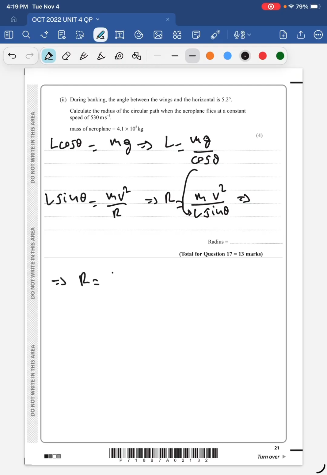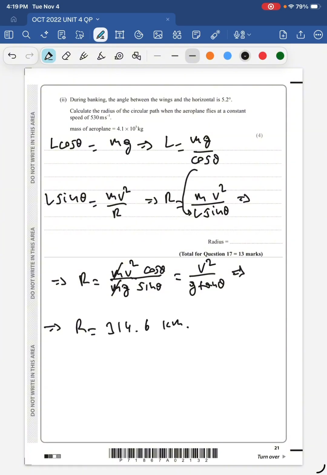that r is mv squared over m times g, and then we have sine theta over cosine theta, m cancels, so we get v squared over g, and then tangent of theta, because sine of theta over cosine of theta is tangent of theta. Okay, so r, if we plug everything in, ends up being 314.6 kilometers. Okay, that's a large radius. And that's the answer. Okay.